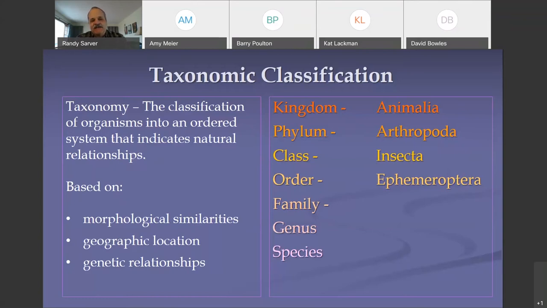Over on the right part of the slide is just a review of the taxonomic classification system, which is kingdom, phylum, class, order, family, genus, and species. So far as mayflies go, when we're talking kingdom, we're talking the animal kingdom, or Animalia. We're talking Arthropoda as the phylum, Insecta as the class, and of course, Ephemeroptera as the order. Today, we're going to talk about the different families that are within the order Ephemeroptera.